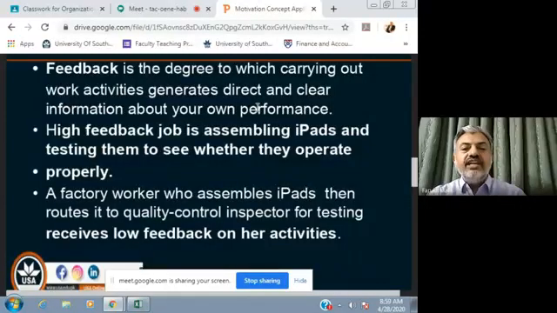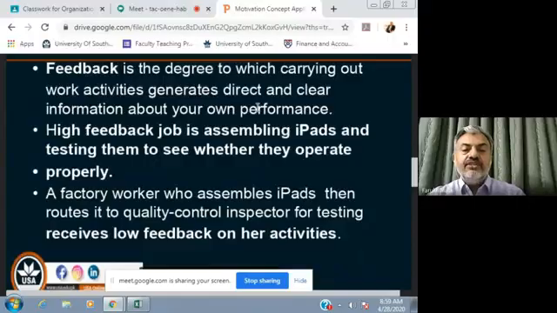Feedback is the degree to which activities generate direct information that affects their performance. So, if a person is assembling an iPad, then testing it himself, and then he checks whether it is operating properly or not, this person has received good feedback and he scores high on feedback.